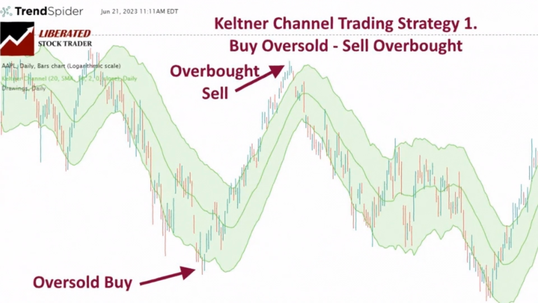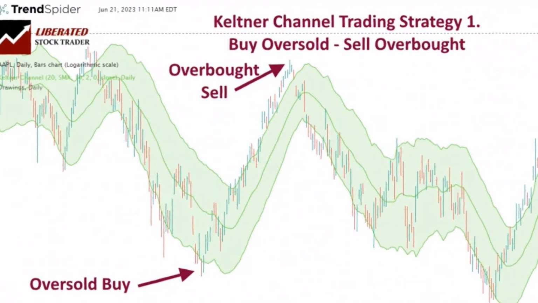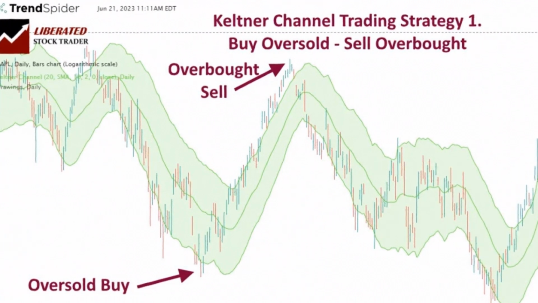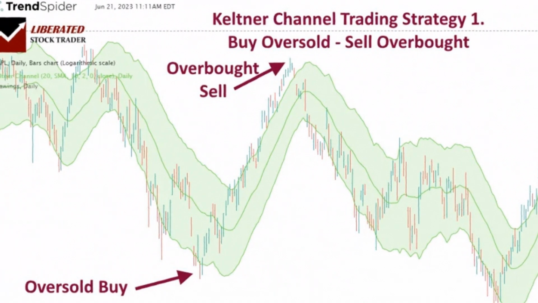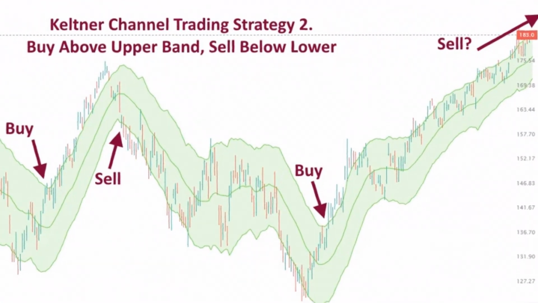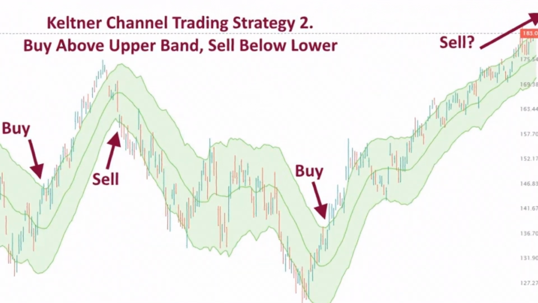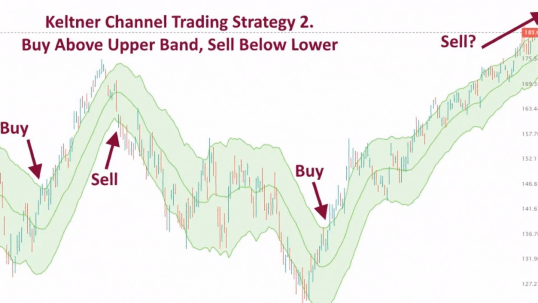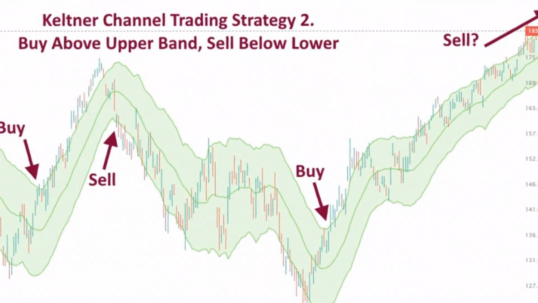The Keltner channel trading strategy number 1 is the buy oversold and sell overbought method, a momentum strategy that relies on the assumption that prices will continue in the same direction. And the Keltner channel trading strategy number 2 is the buy overbought and sell oversold method, another popular strategy that involves buying when the price is above the upper band and selling when it crosses below the lower band.